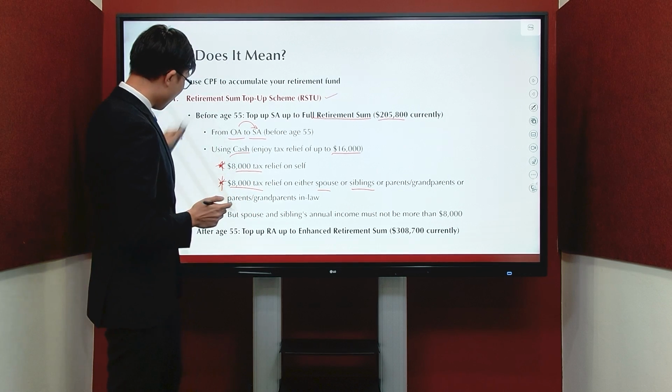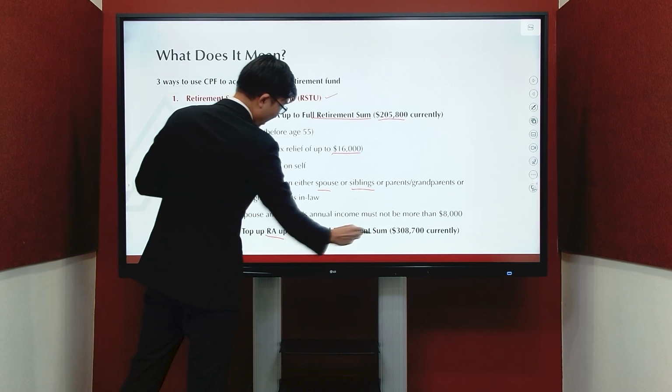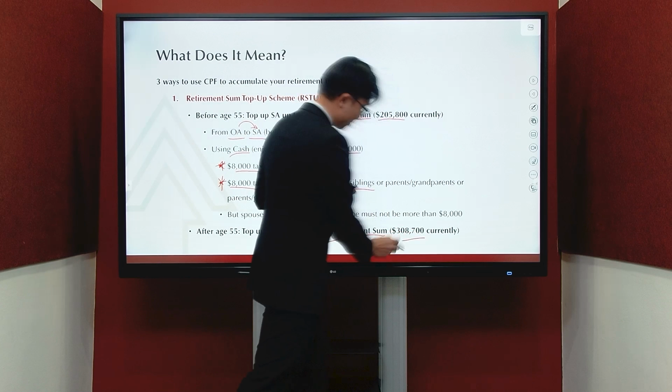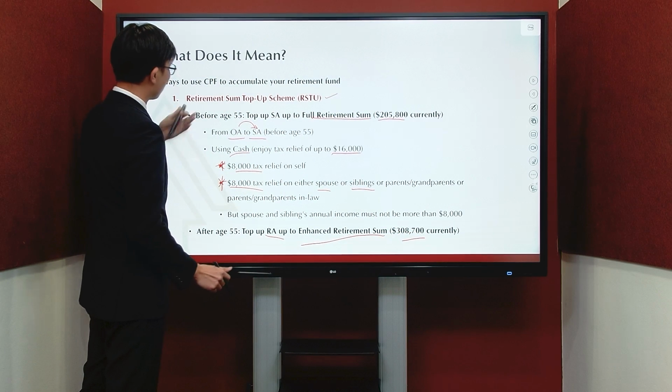For people after age 55, you have the option to top up your RA to the Enhanced Retirement Sum, which this year is currently at $308,000. All right, so that's the first way of how you can accumulate towards your retirement fund.